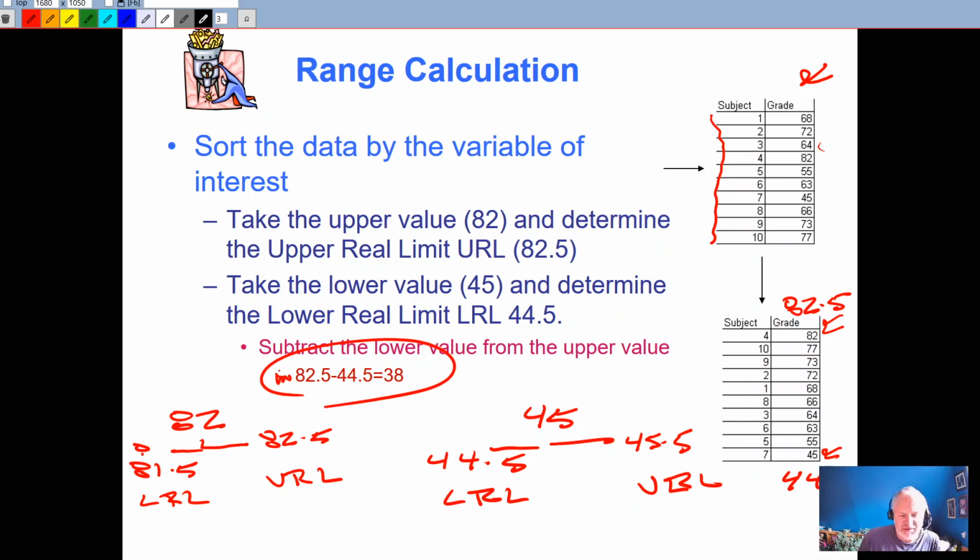So that's the range. Now, you could just as easily have taken 82 minus 45. Because it is such a crude measure, we typically just go with the raw upper score minus the raw lower score. But technically, you should be using the real limits.